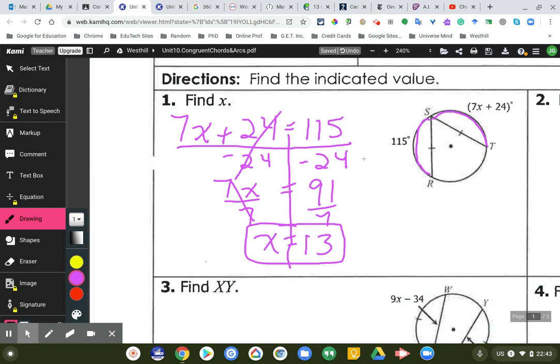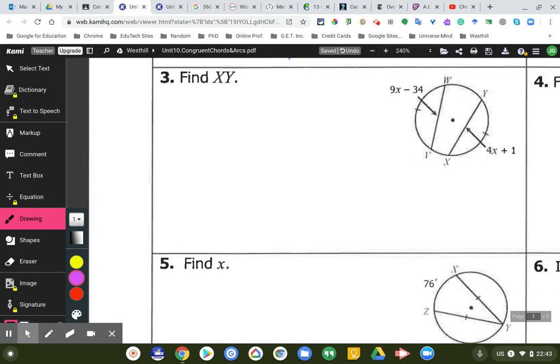Let's scroll down. Oh, that is nice. Okay. Now we're going to find this xy here. So basically what we got to do is find x first. We need to find x and then sub it back into this equation for this line. We only want to find xy. Now here's the thing, once again, these two lines are going to be equal to each other. So we're just going to set them equal to each other. All right, so we have 9x minus 34 equals 4x plus 1. All right, and that's it.